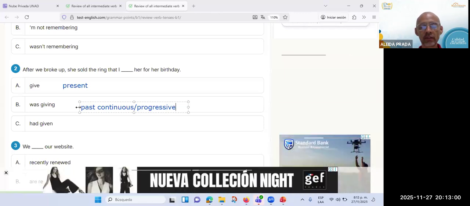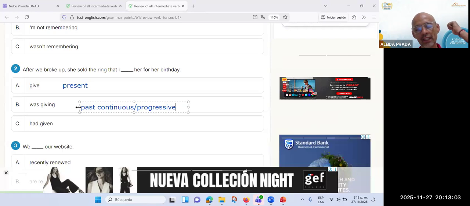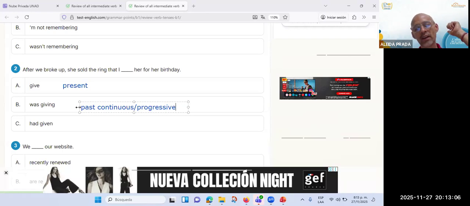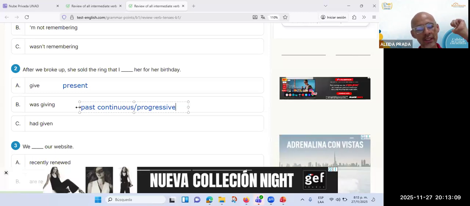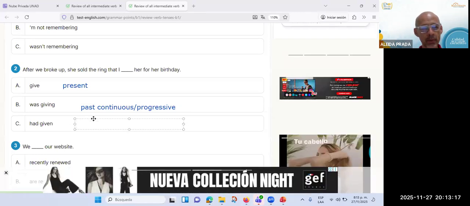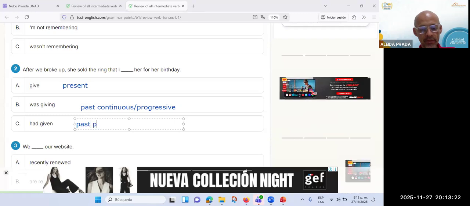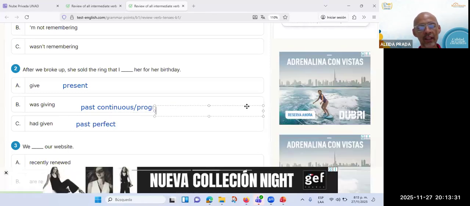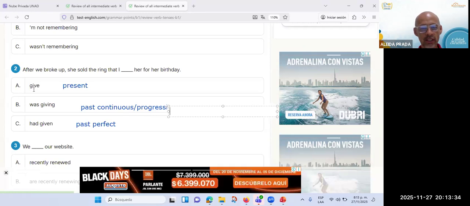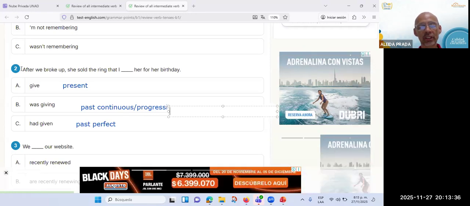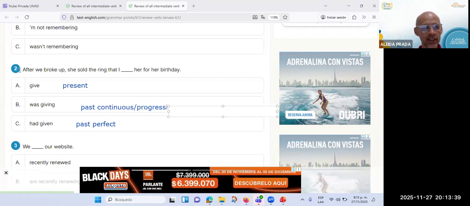When we say was giving, estaba dando. Was studying, estaba estudiando. Was reading, estaba leyendo. And the last option, had given, is past perfect, and had given, había. Past perfect. Le había dado, had given. Had given, había dado. Okay? So this is the translation or the tenses of this sentence.